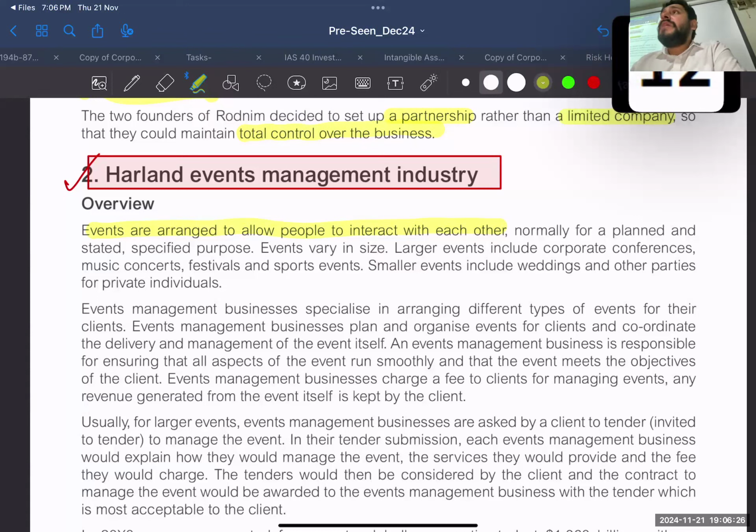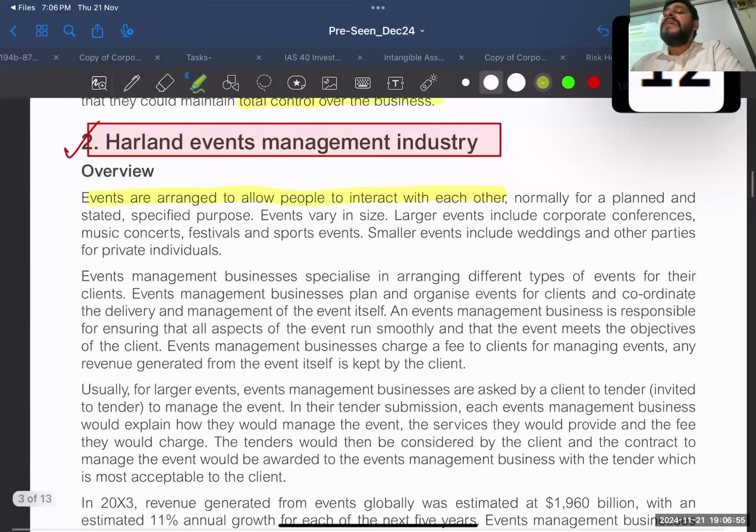They are saying that we will be giving you all the information that you need in order to pass your exam. You do not need any further investigation, any further research and development to drill down into the industry or into this company. You do not need any further information apart from the information that is already given in the pre-seen exam. It says, normally for planned and specified purposes, events vary in size.